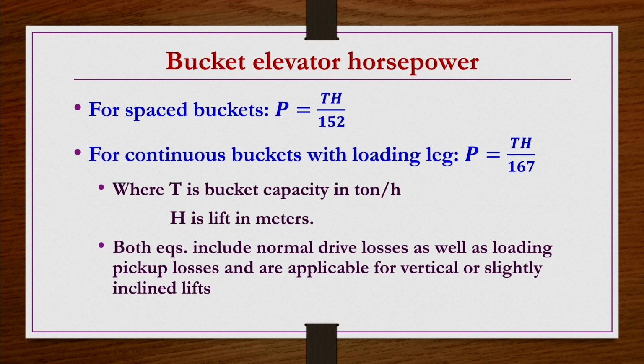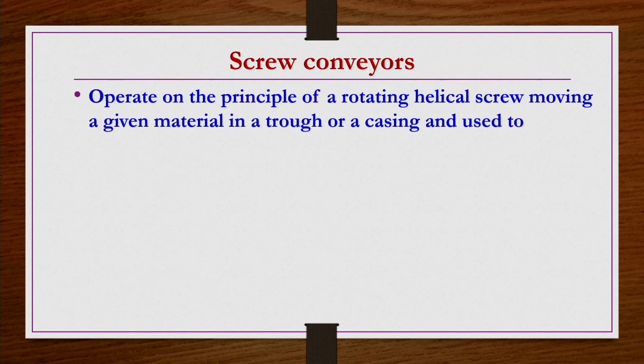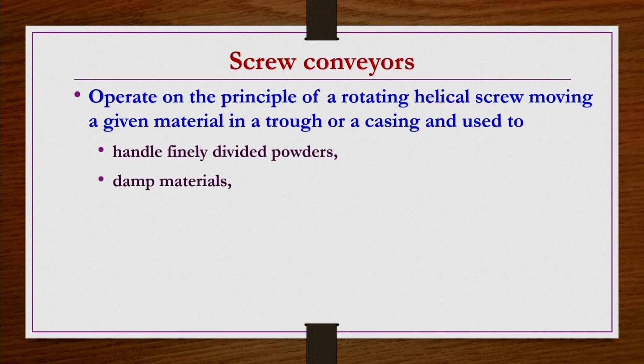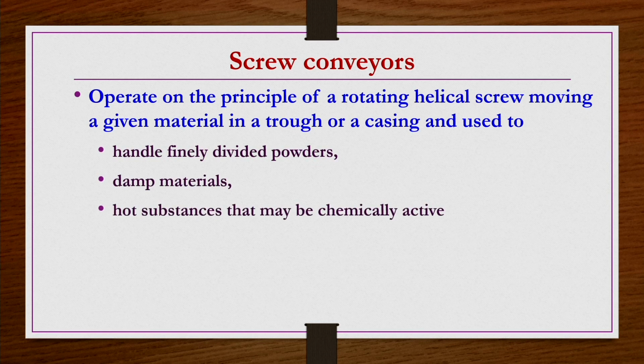So, this is about the belt conveyors and chain conveyors we have seen. Within the chain conveyors, we have seen scraper conveyors, apron conveyors and then bucket elevators. Now, we will be discussing the screw conveyors. Screw conveyors operate on the principle of a rotating helical screw moving a given material in a trough or a casing, and are used to handle finely divided powders, damp materials, hot substances that may be chemically active.